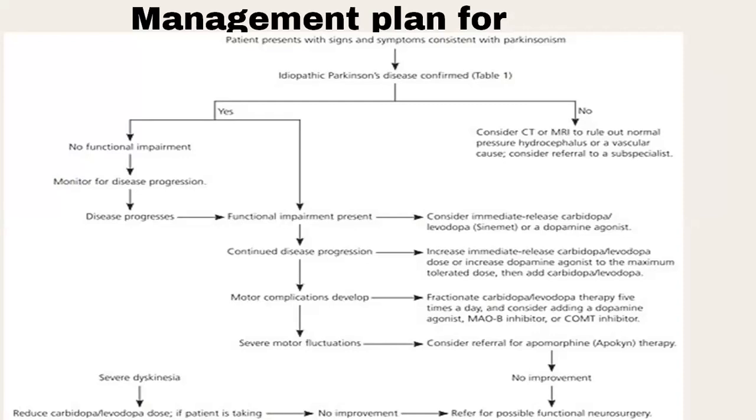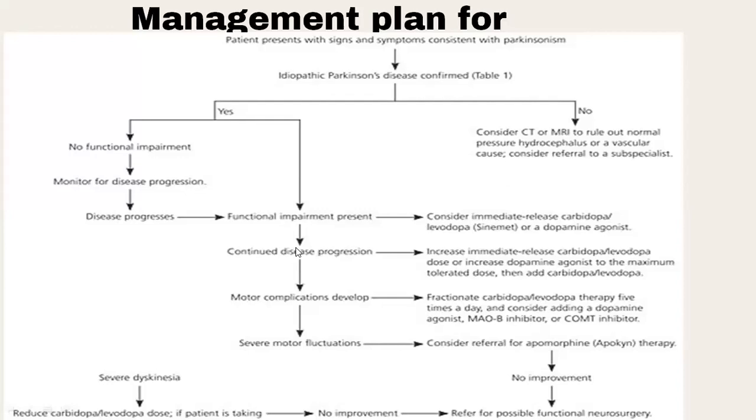First of all, if a patient comes to us, we have to find out whether it is idiopathic Parkinson disease, yes or no. First we will evaluate whether it is Parkinson disease or not, for example if something else is detected on CT scan or MRI scan. If the patient has Parkinson disease, we have to evaluate whether there is functional impairment or no functional impairment. ठीक है, if there is a functional impairment, we have to consider an immediate release combination of carbidopa and levodopa, which is available with the name of Sinemet. This is the first step.